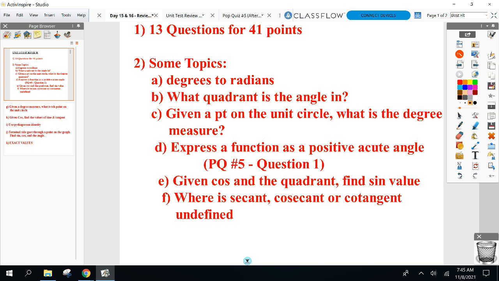Anybody have their packets here? What page are you starting on? 55? If you start on page 55, that's where the review starts.